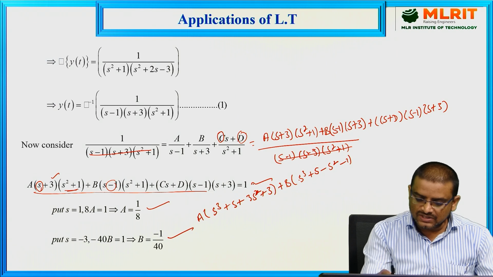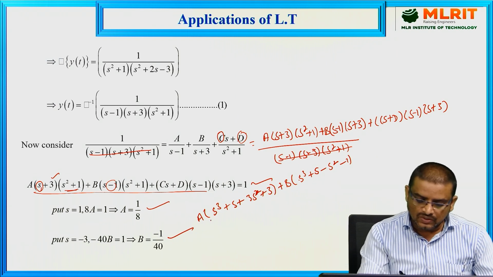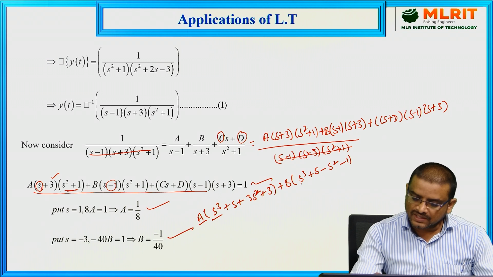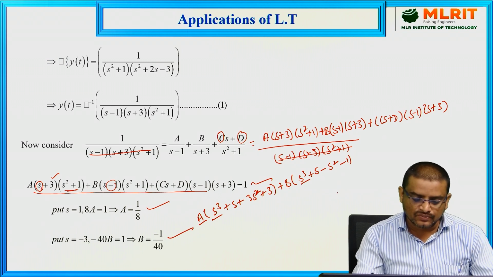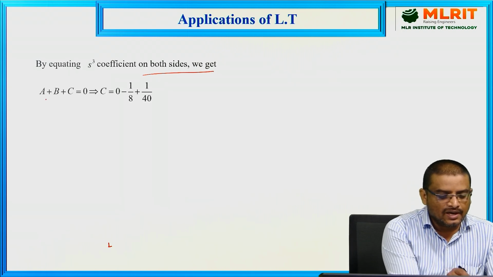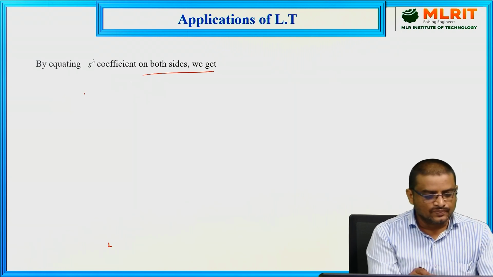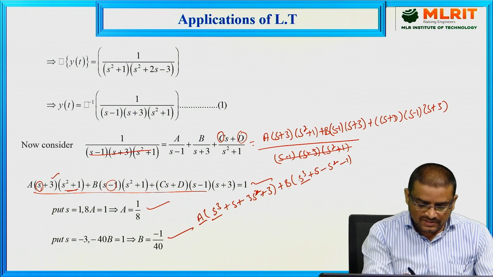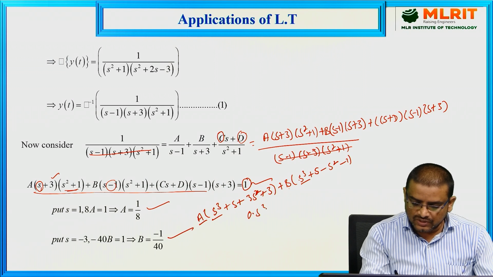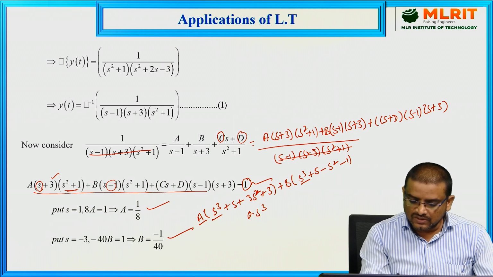So like this you multiply this, you will get in the first term s cube coefficient is A, in the second term s cube coefficient is B, in the third term also you will get our s cube coefficient as C. So like this you will get A plus B plus C is equal to, so here in this RHS side we don't have s cube coefficient, so that s cube coefficient can be written as 0 into s cube. The coefficient of s cube is 0.